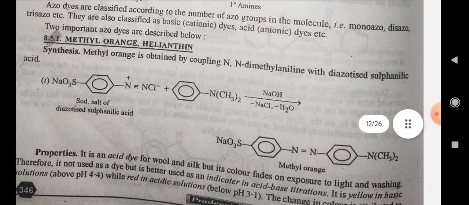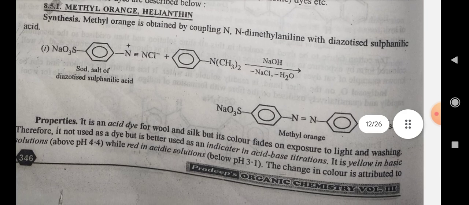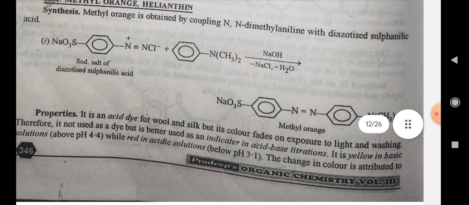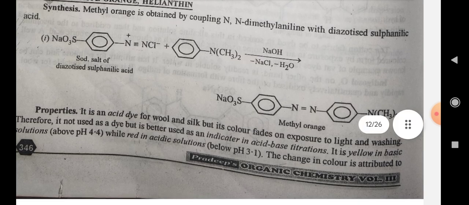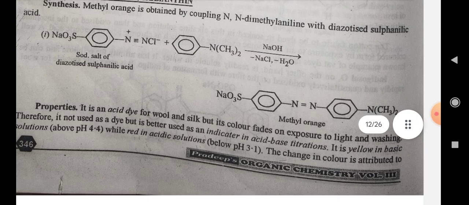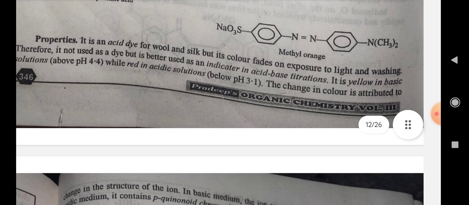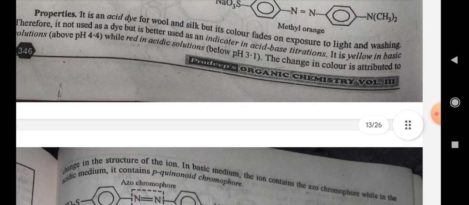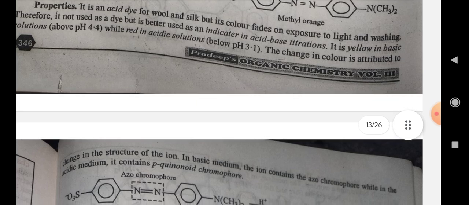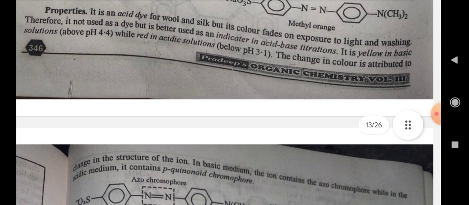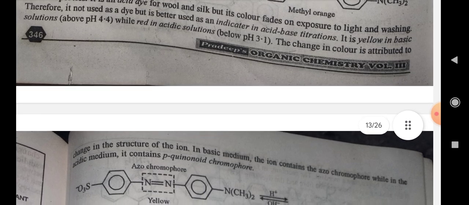Two important azo dyes are described below: methyl orange and Congo red. Synthetic methyl orange is obtained by coupling N,N-dimethylaniline with diazotized sulfanilic acid. Properties: it is an acid dye for wool and silk, but its color fades on exposure to light and washing. Therefore, it is not used as a dye but is better used as an indicator in acid base titration.